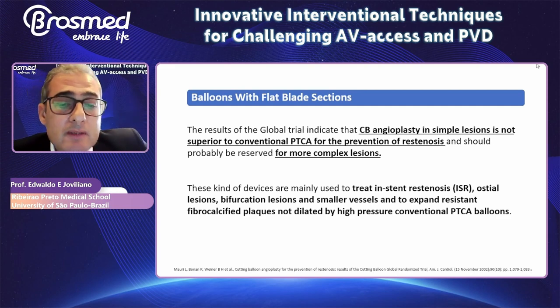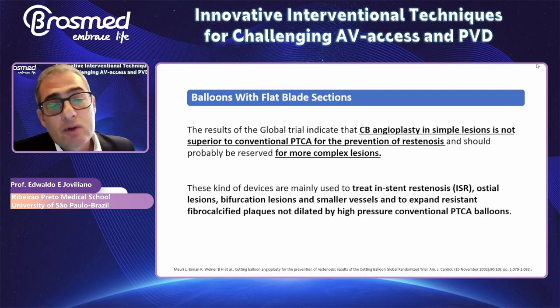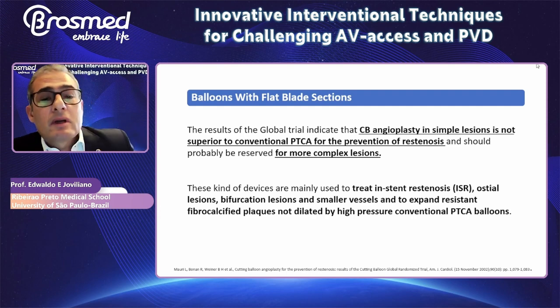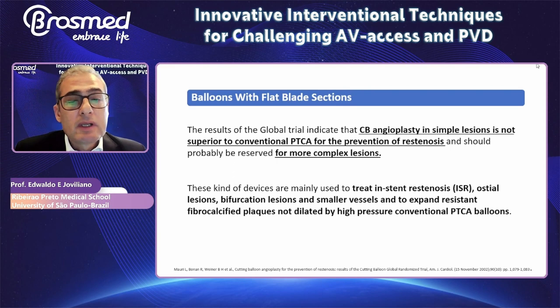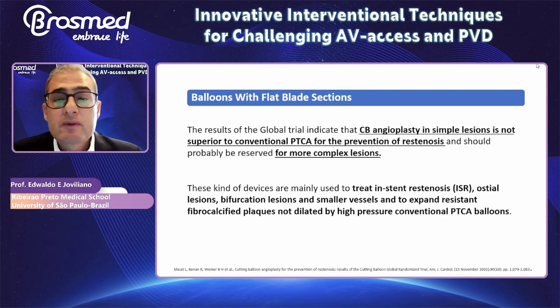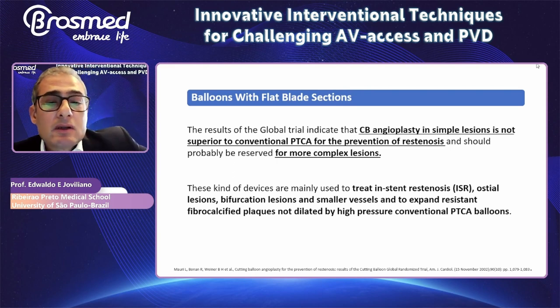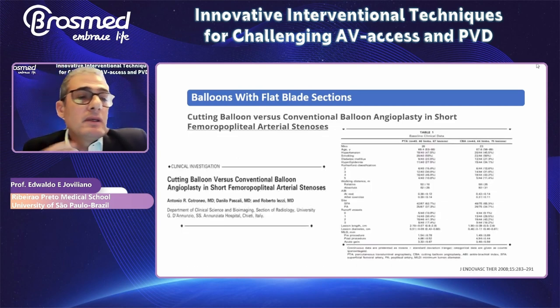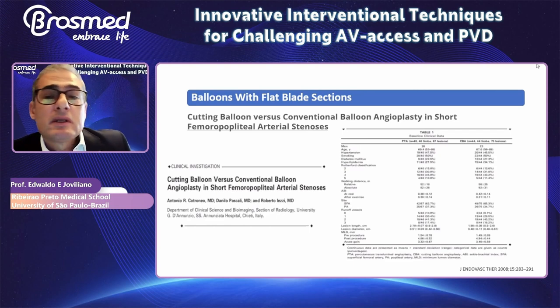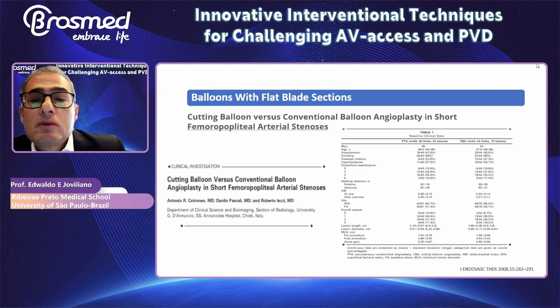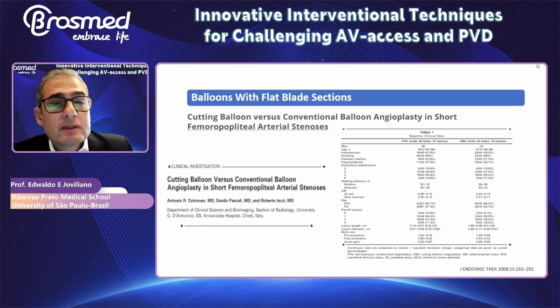I'd just like to remember that this trial was done in coronary arteries. This kind of device for coronary arteries is mainly used for treating stent restenosis, ostial lesions, bifurcation lesions, and smaller vessels, to expand resistant fibrocalcified plaques not dilated by high-pressure conventional PTCA balloons. But a single-center study of cutting balloon versus conventional balloon angioplasty in short femoropopliteal arterial stenosis showed different results.